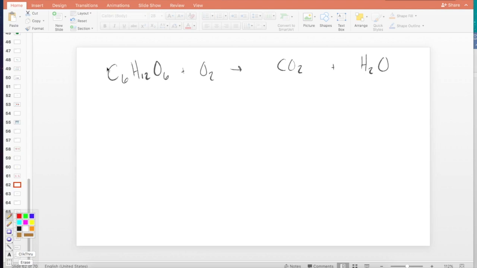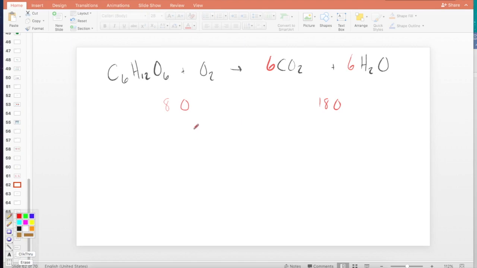So I need to go through and balance it. Remember, save hydrogen and oxygen for the end. So I have 6 carbons on the left side. I need to add a 6 right here. I have 12 hydrogens. I need to add a 6 right here. Now I need to count up all my oxygens. I have 1, 2, 3, 4, 5, 6, 7, 8 oxygens in total on the left side. How many do I have on the right side? I have 6 times 2 is 12, plus another 6 is 18. Yikes, I have 18 oxygens over here, and I only have 8 oxygens over here.